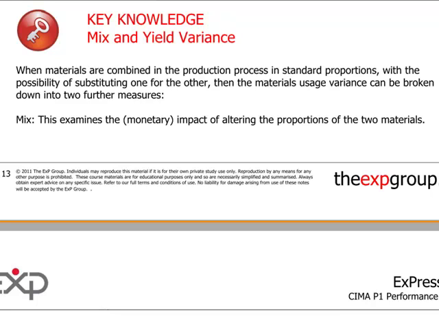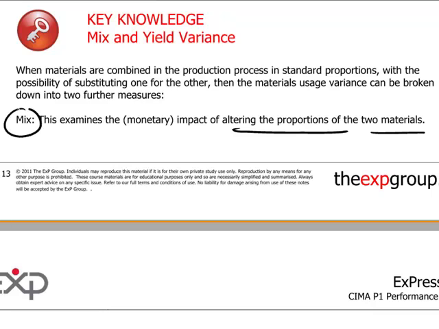Today we want to spend a little bit of time to look at the mix and yield variance calculations. Now, mix and yield arise from a deeper analysis or breakdown of the materials usage variance that we described last time. Conceptually, the mix part of this variance is looking at the result of changing the combination of the two materials that are put together in order to produce an output.